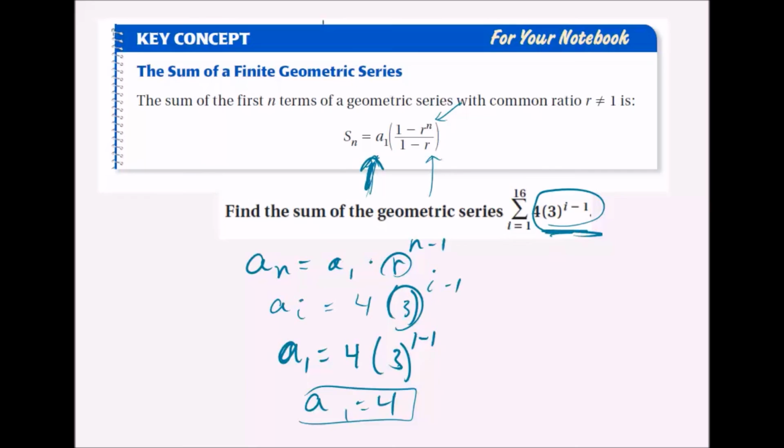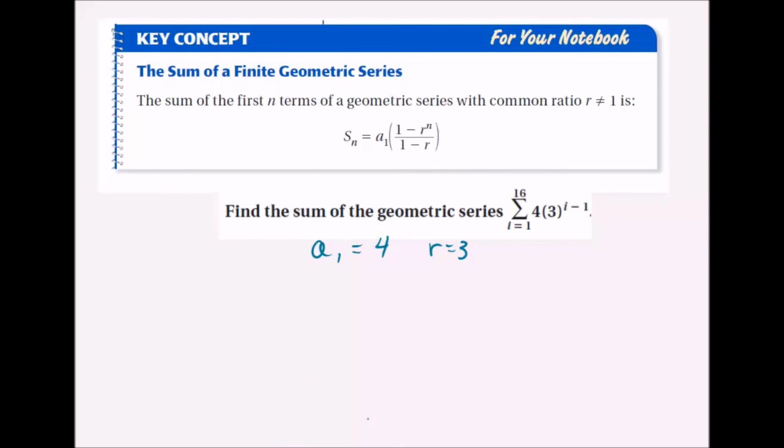This equation is really nice. It tells us almost everything. It already tells us the common ratio is 3. So we're almost there. This geometric series wants us to go up to 16. So we'll set up the equation s sub 16 equals 4, that's a sub 1, times 1 minus 3 to the 16, all over 1 minus 3.